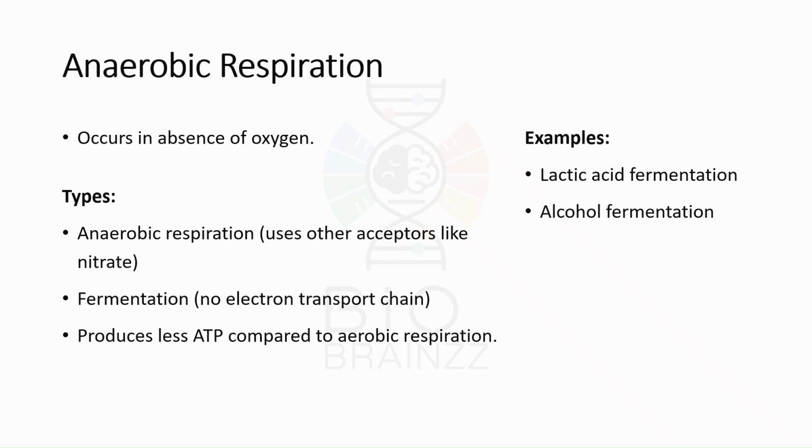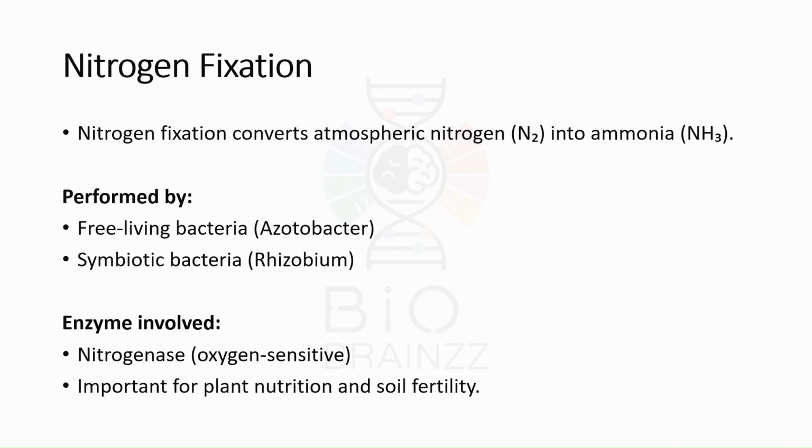Another form of anaerobic metabolism is fermentation, where no electron transport chain is involved. Fermentation produces less ATP, but also allows cells to survive in anaerobic conditions. Common examples include lactic acid fermentation and alcoholic fermentation. Understanding these processes is important for both microbiology and industrial applications like food production.